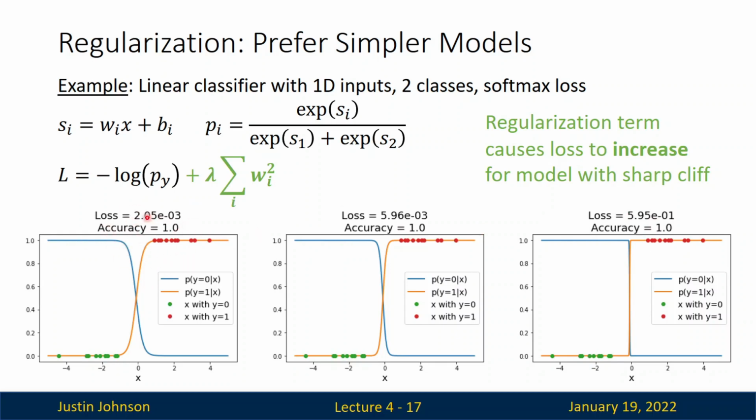Because with the regularization term, it balances the data loss and the weight matrix. So after adding the regularization, our optimizer will not go too extreme. It will find the balance between the regularization term and the loss term.